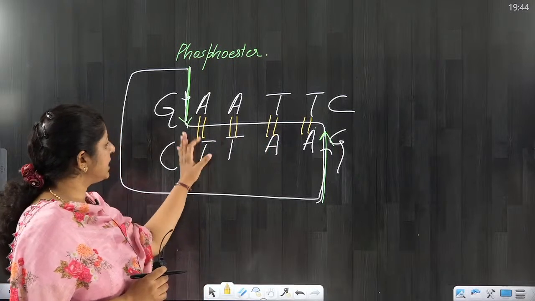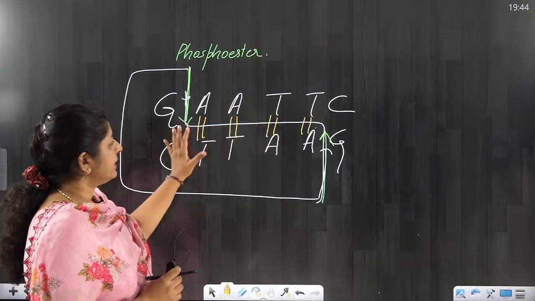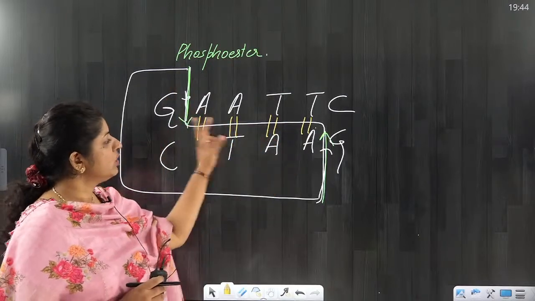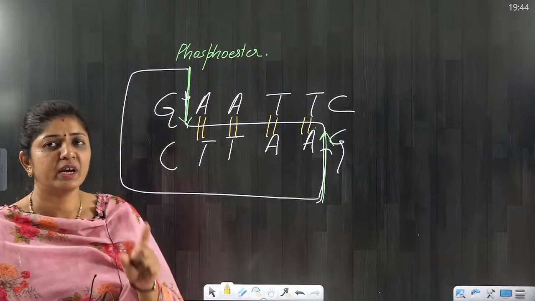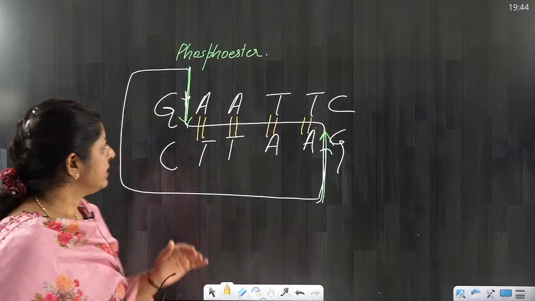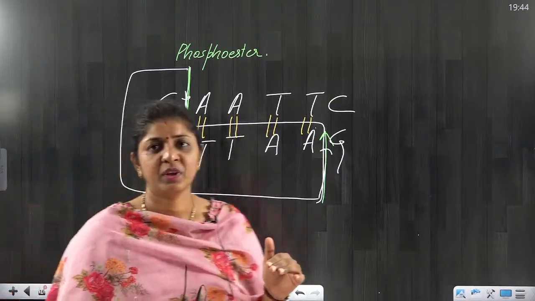Because adenine and thymine have 2 hydrogen bonds. So how many are going to break? 8 hydrogen bonds are going to break. And how many phosphoester bonds? 2 phosphoester bonds are going to break at 1 recognition site. Right? So this is the way they are going to cut the recognition site.